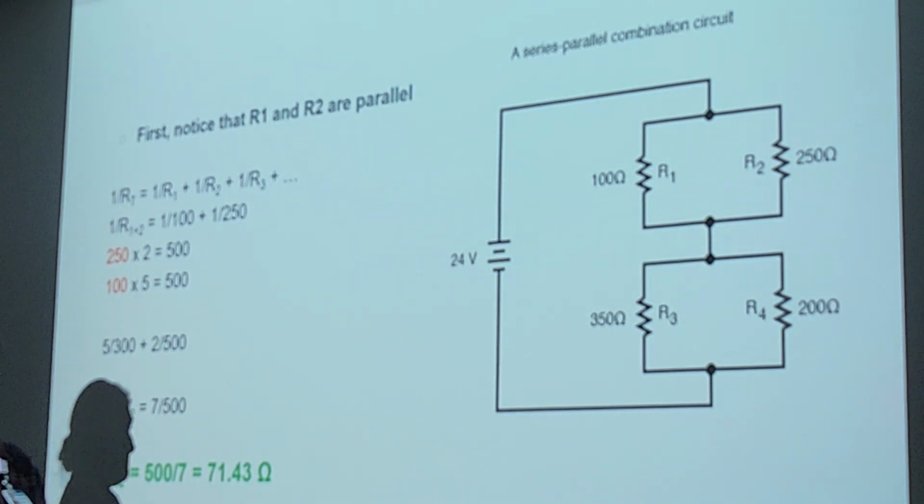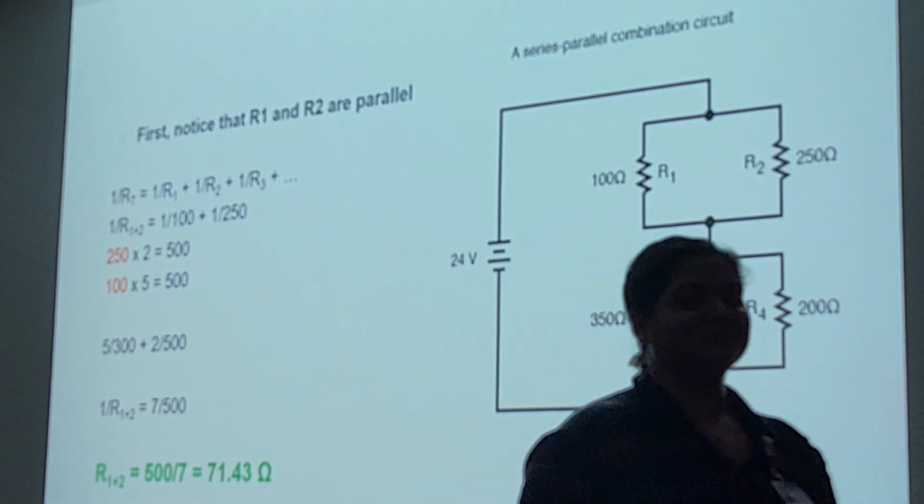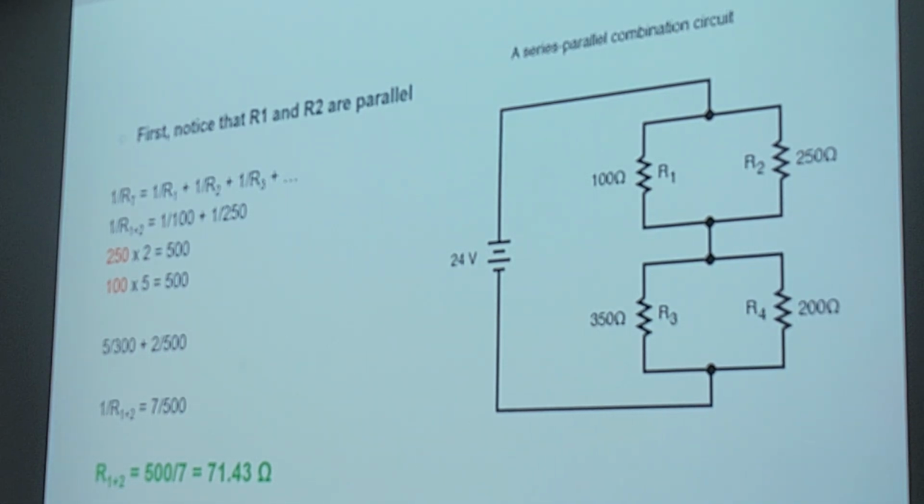It's just the inverse. You just flip the answer. 1 over R is the same. That is R over 1. You can look over 7 here. R is equal to 500.